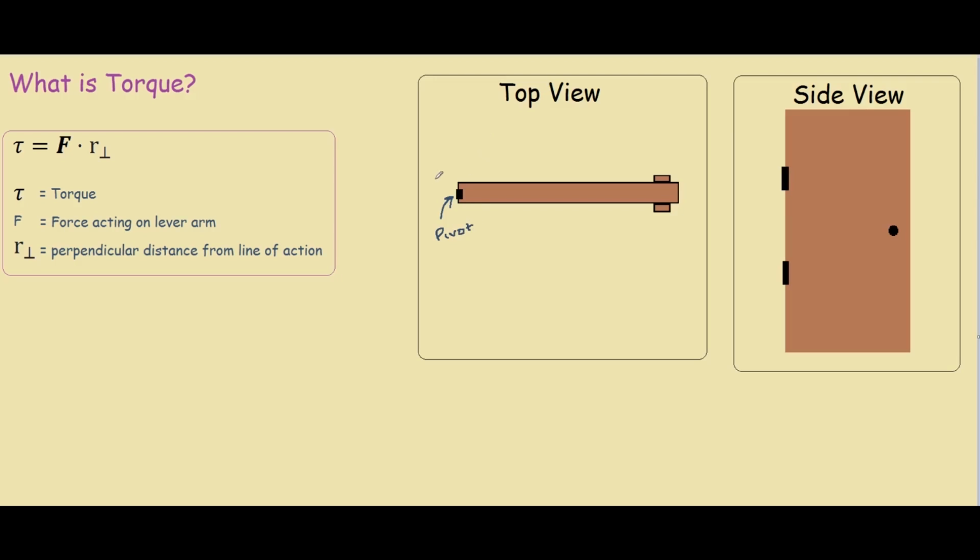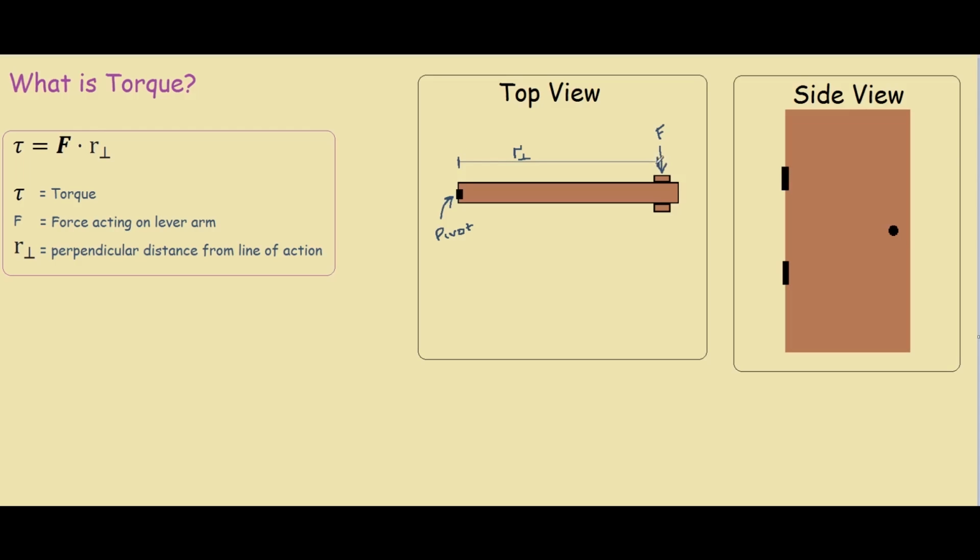So this is the top view, and we can think of the door as a lever arm, and we have a force when we try and open the door. So this is F, the applied force. And we're also interested in the perpendicular distance from the force to the pivot point, so that would be this line over here. And we call this R perpendicular. So together these two parameters give us our torque, which is this force times perpendicular distance from the pivot point.